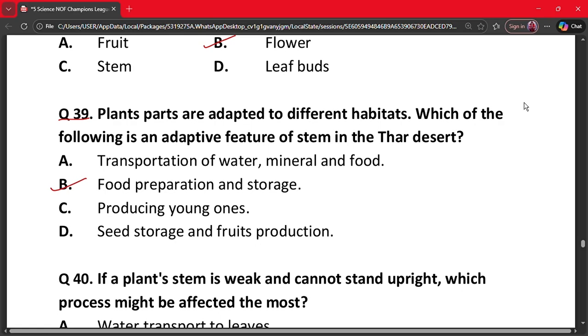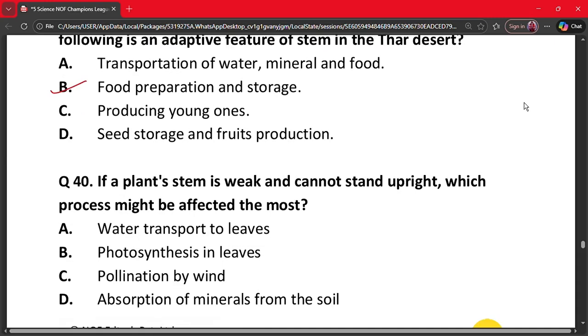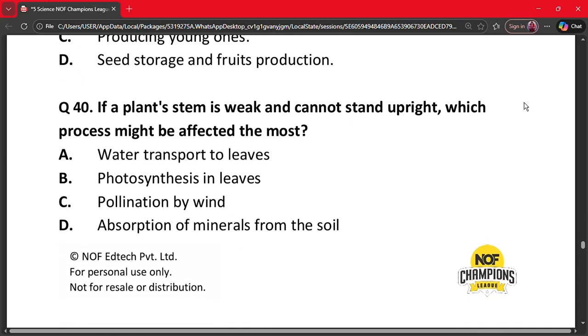Desert stems are thick and green to store water and perform photosynthesis. So food preparation and storage is the correct answer. Let's move on to our last question, that is question number 40.